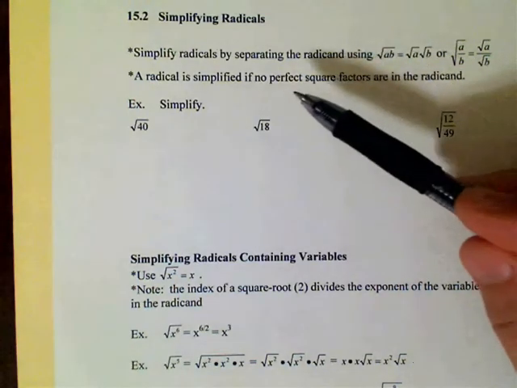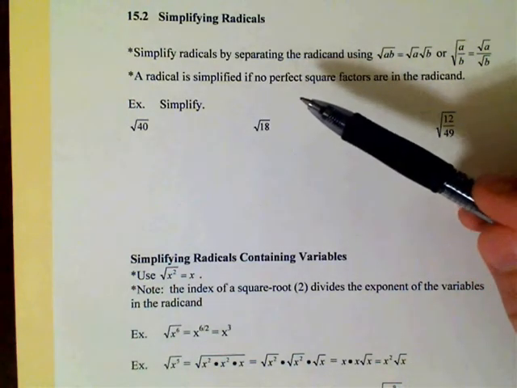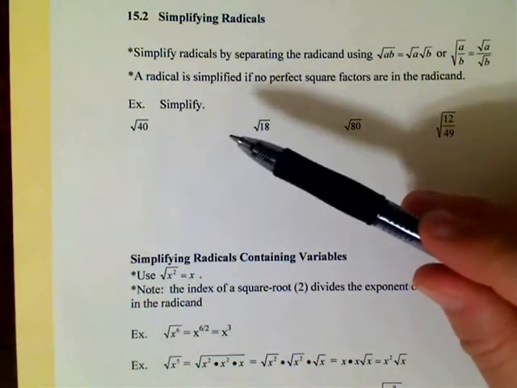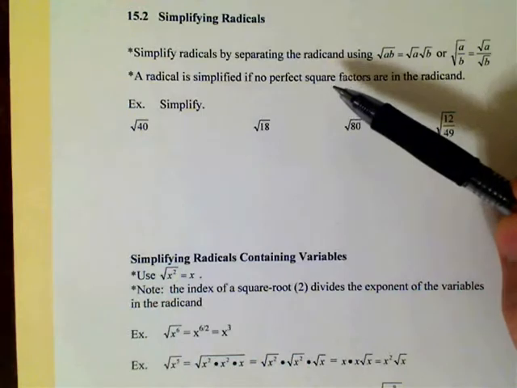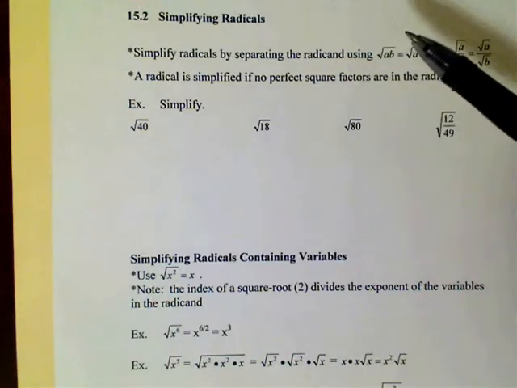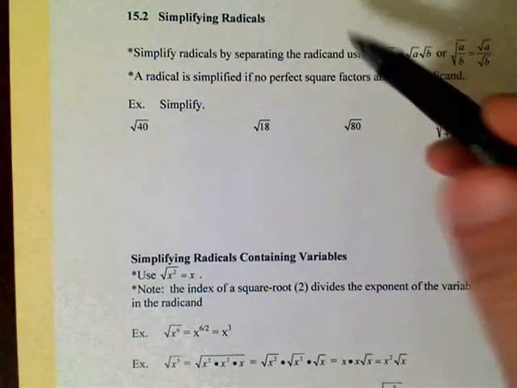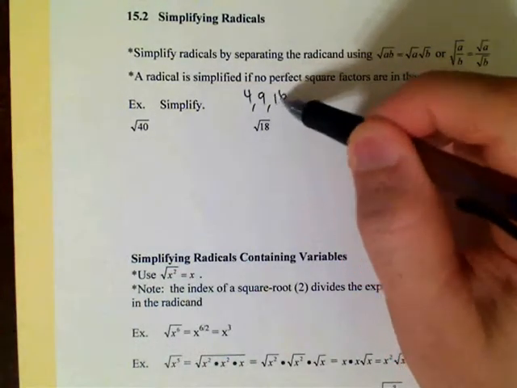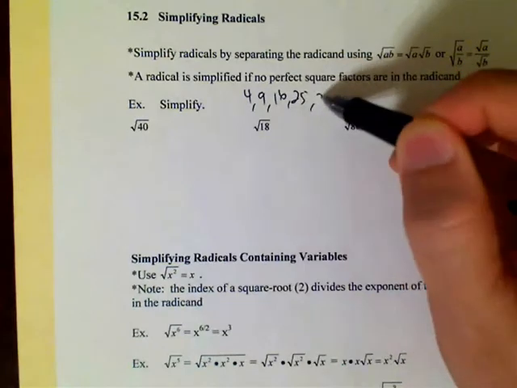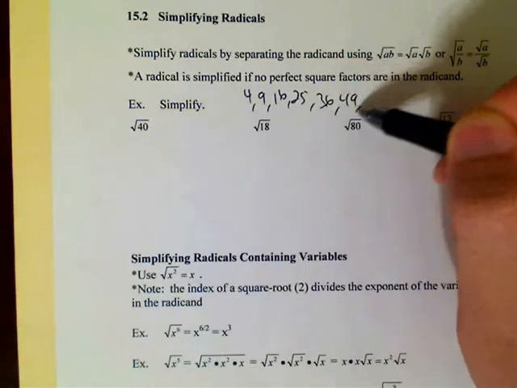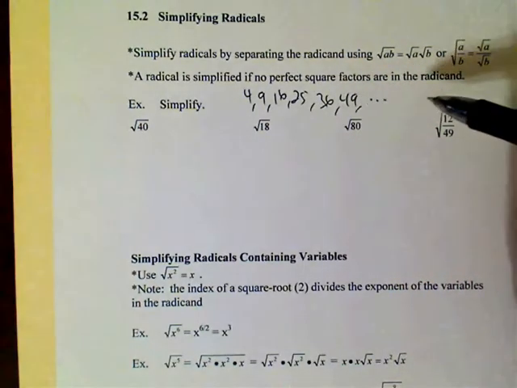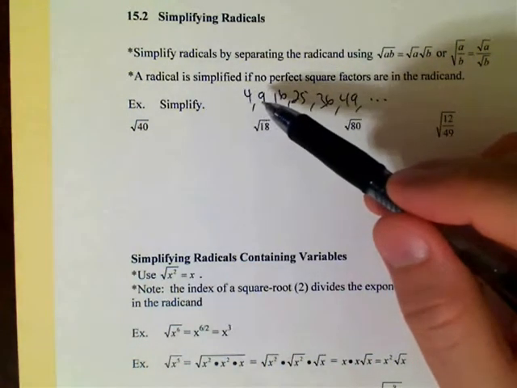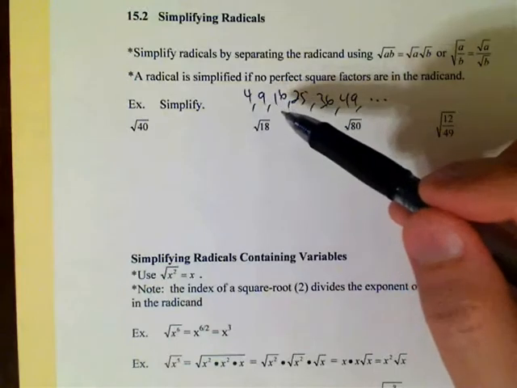Now, what we mean when we say a radical is simplified, that means that the number, or the radicand, the number under the square root, or under the radical symbol, has no perfect square factors. Now you may be wondering what are perfect square factors. Besides the 1, we're going to consider 4, 9, 16, 25, 36, 49, and so on. Where did these numbers come from? 4 is the same as 2 squared, 9 is 3 squared, 16 is 4 squared, and so on.